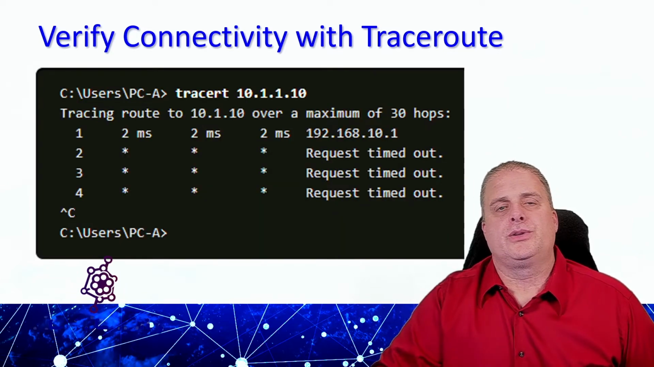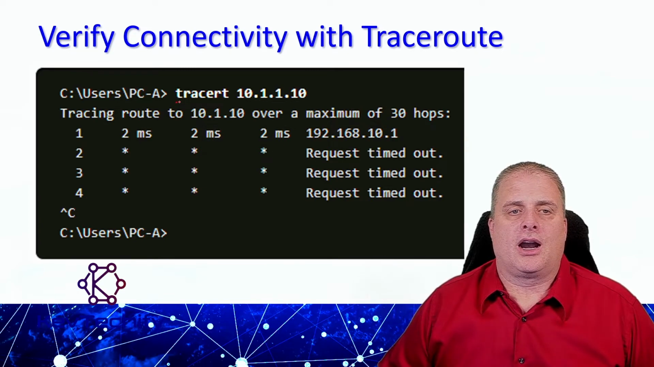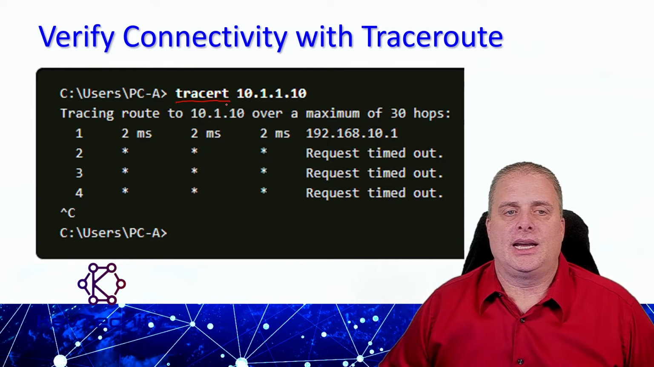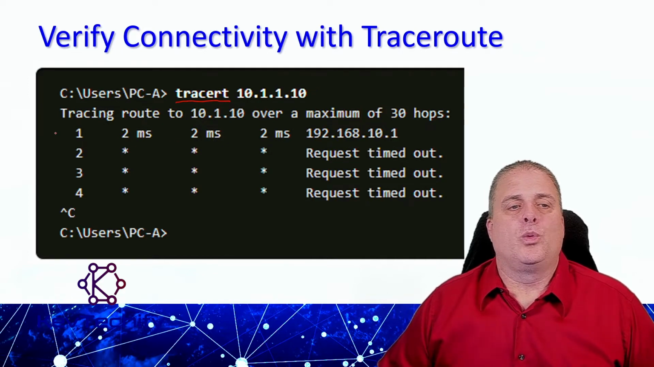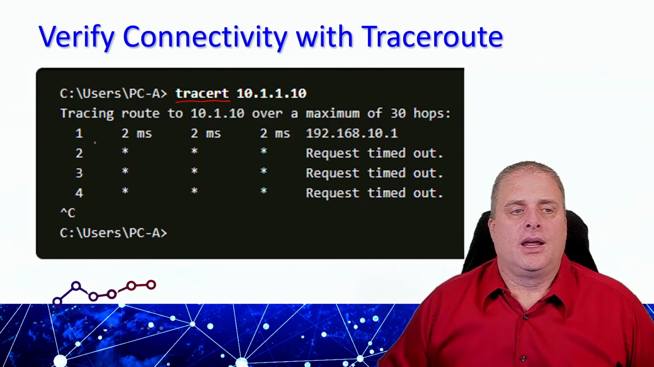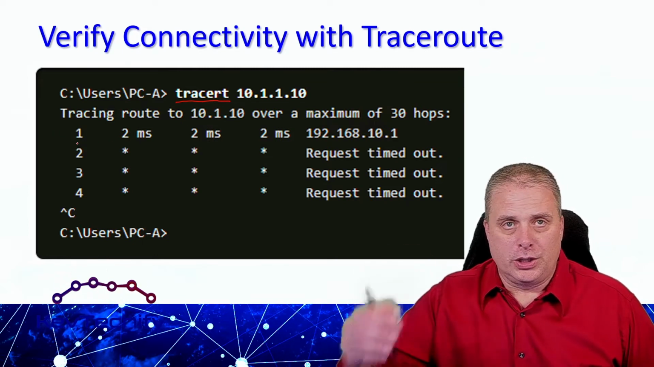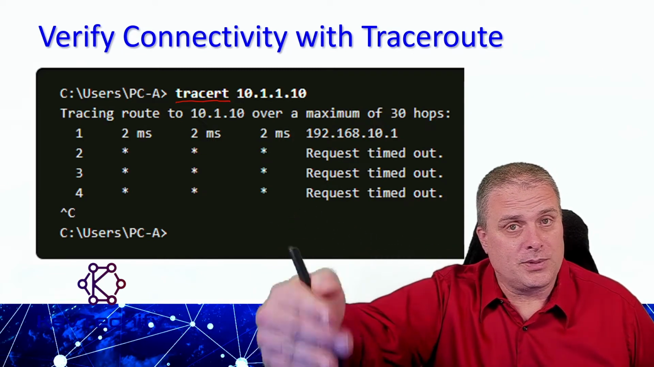When you do traceroute from a Windows box, and remember, it is tracert, T-R-A-C-E-R-T. You put the IP address of the destination in, and it works through all of the hops. It works through all the network interfaces. You can have up to 30 steps or hops.